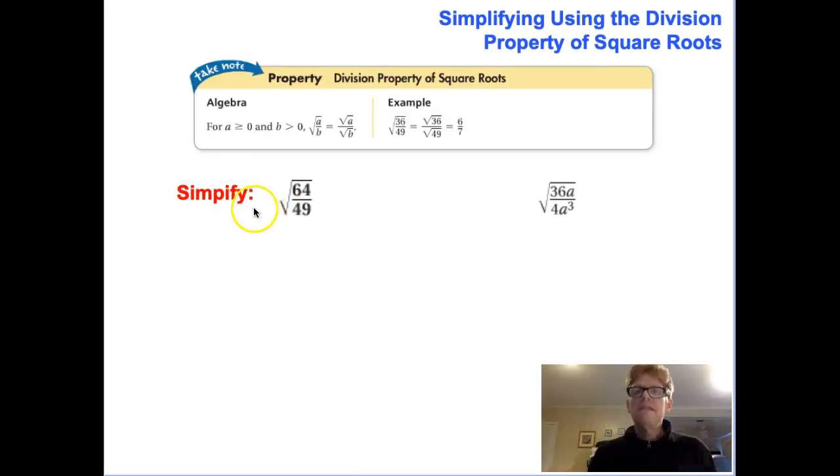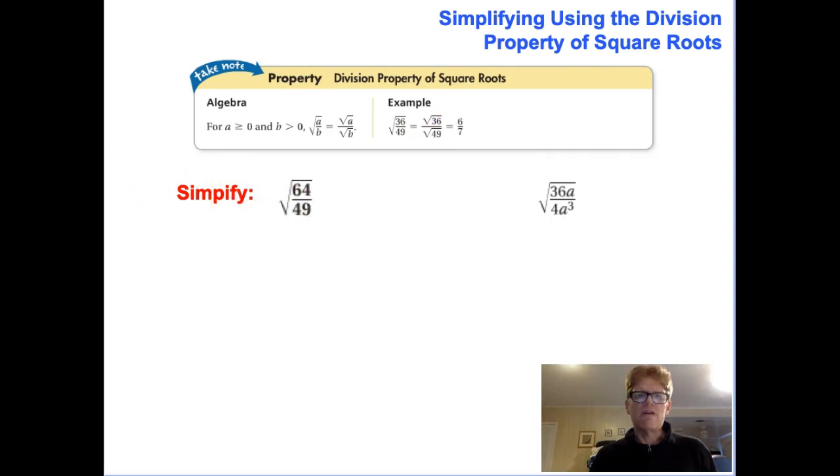Let's look at simplifying using the division property of square roots. We're going to simplify our radicals using the division property of square roots. And what the division property of square roots says is that if I have a fraction under a radical, I can take the square root of the top and divide it by the square root of the bottom, that is equal to the square root underneath the radical, and then I can simply take the square root if they're perfect squares and use them as a fraction.